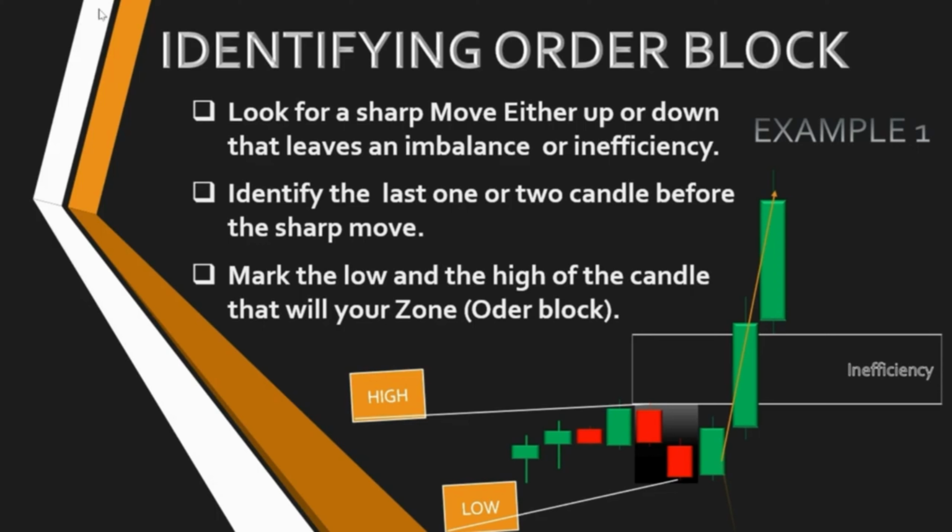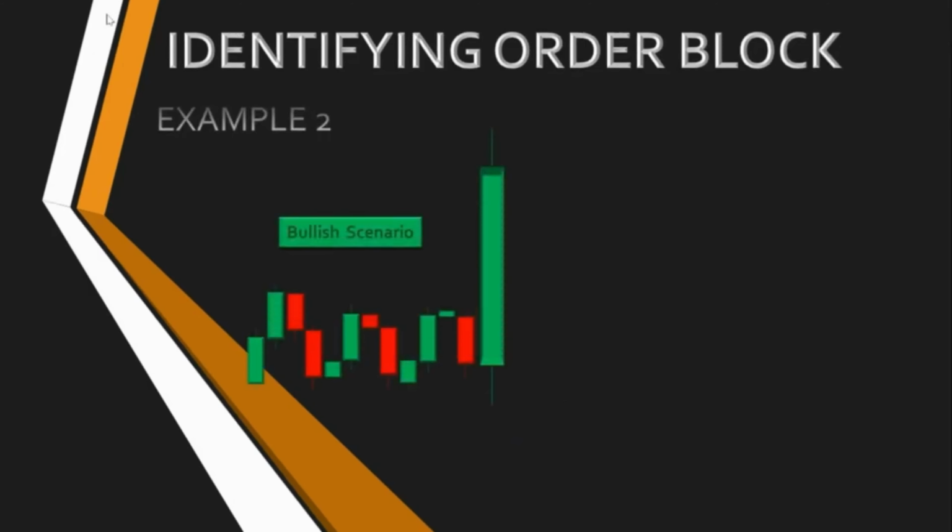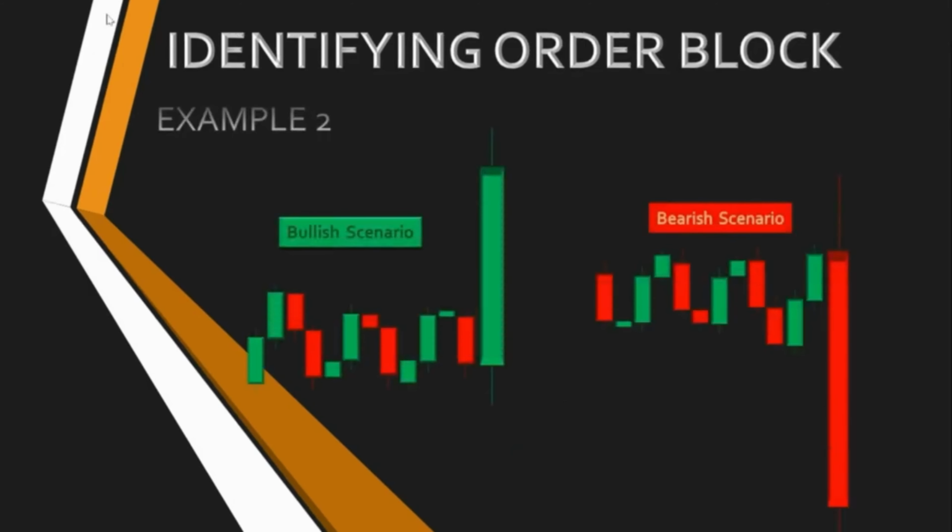They are usually a single or 2 candles on a higher time frame. A single candle is usually an inside bar candle. If you go on a lower time frame, it's usually a range. Let's look at an example chart. We have a bullish scenario and a bearish scenario here. This zone here will be identified as our order block or an institution entry point.